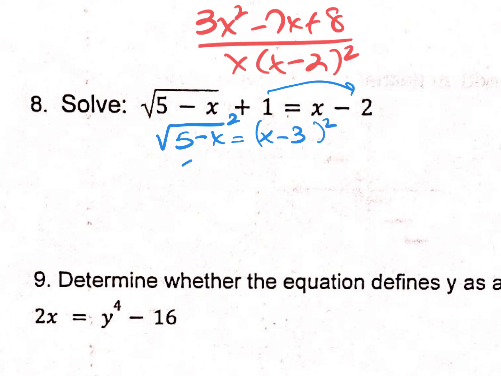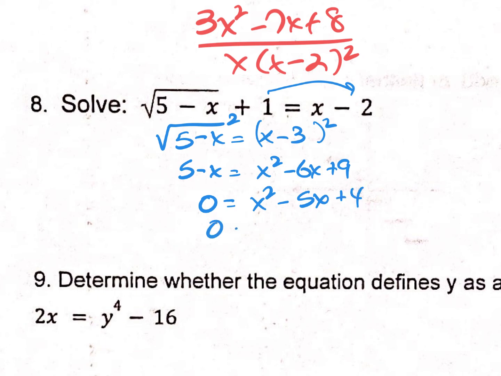If I square the left-hand side, it's 5 minus x. Square the right-hand side, multiply together, double. Because I have a square, I need to factor, so I'm moving everything over here. If I move the x over, it becomes minus 5x. Move the 5 over, it's plus 4. Factor it, x minus 4, x minus 1. These two answers are 4 and 1, maybe.